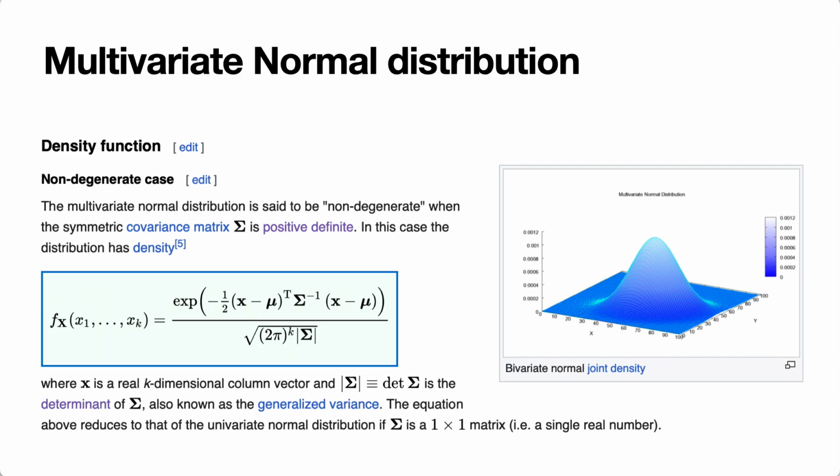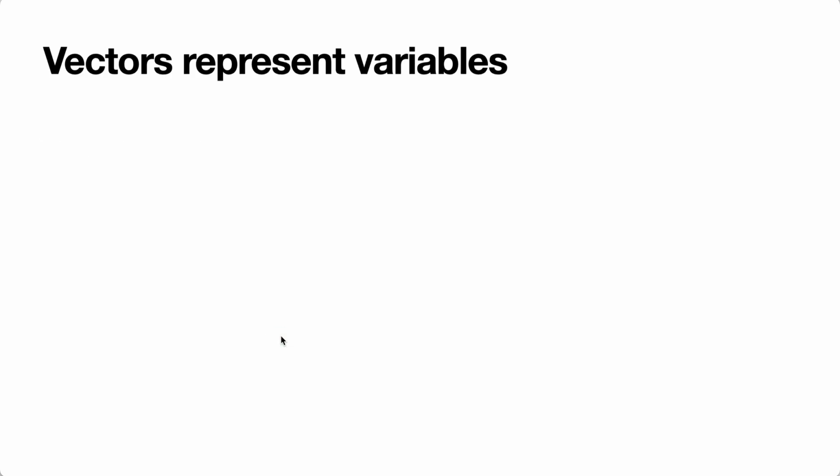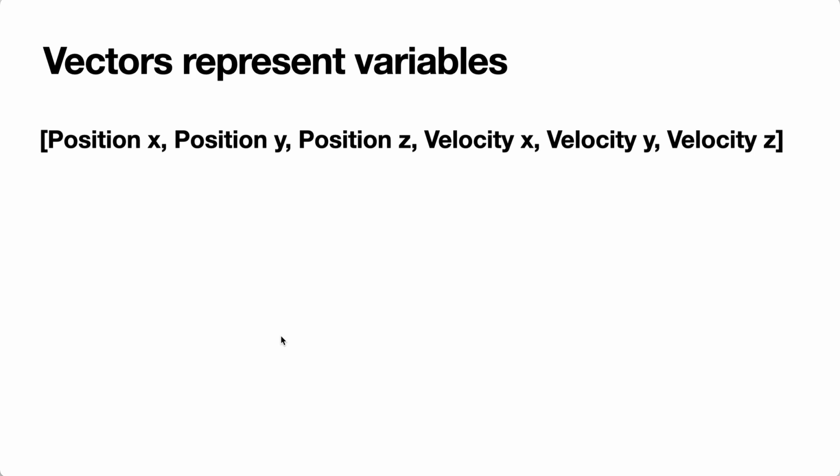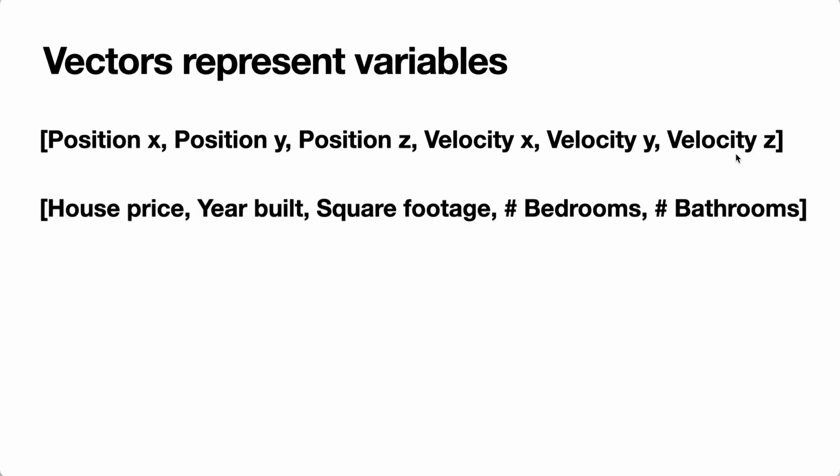Okay, so this is the k-dimensional generalization of a Gaussian distribution. Now, let's in general just talk about the idea of vectors as variables. Every position in a vector is going to be a measurement. Maybe for something moving around in space, it would be xyz position and xyz velocity. Maybe for houses, each one of the elements of a vector is going to have some relevant measurement of a house.